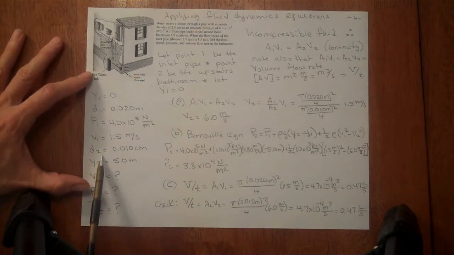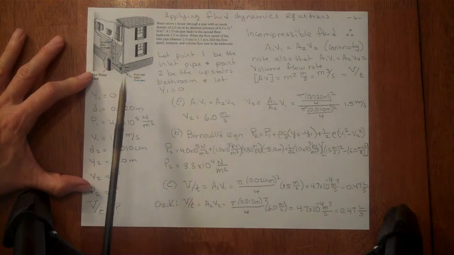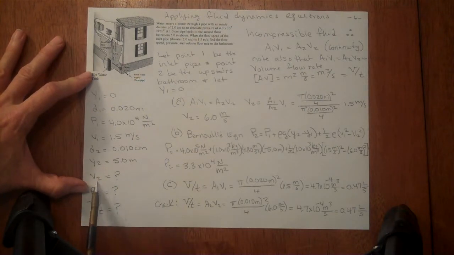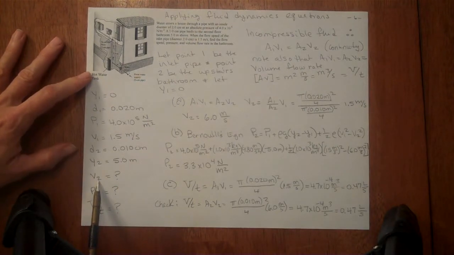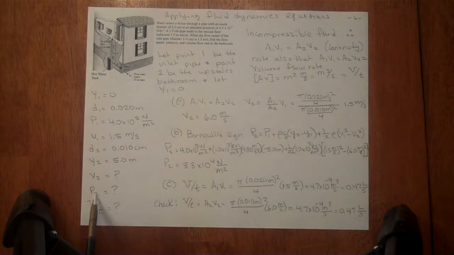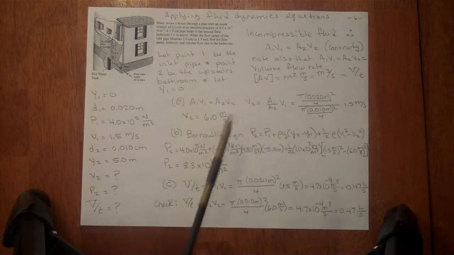The diameter of the pipe upstairs at point 2 is 1 centimeter. It is located 5 meters above, at location y2. We want to find now what is the flow speed at point 2, what's the pressure at point 2, and what's the volume flow rate.